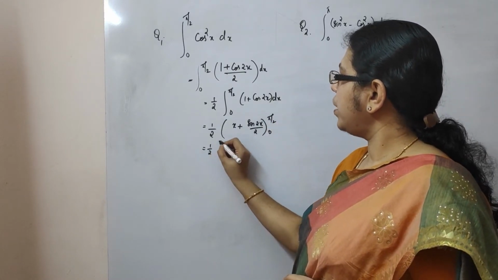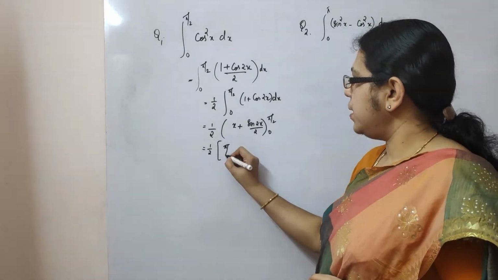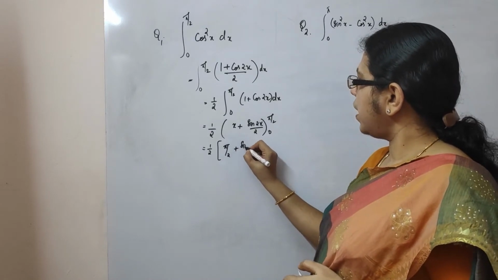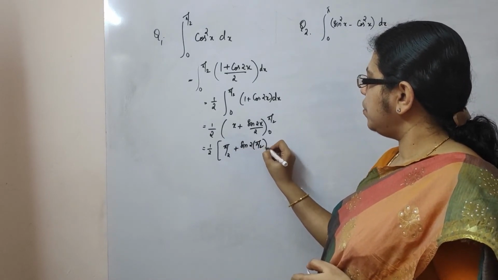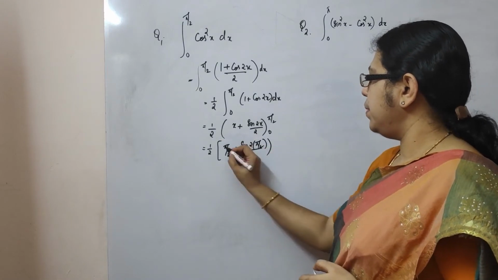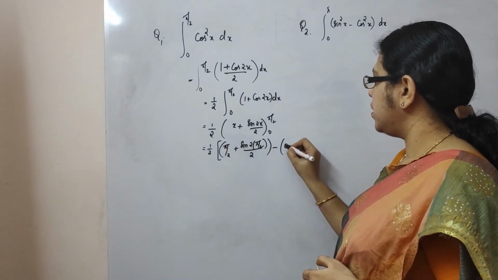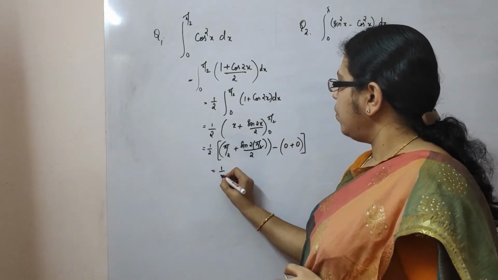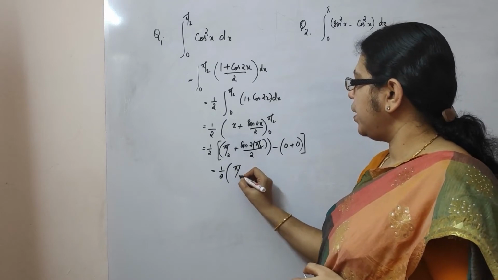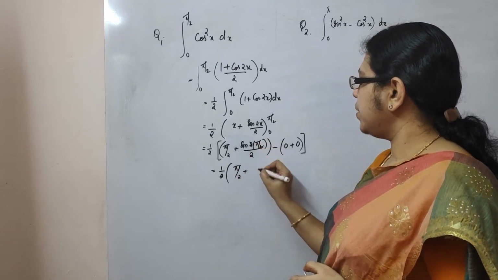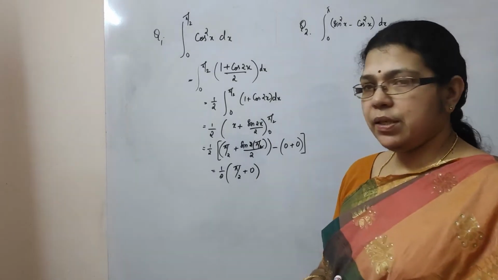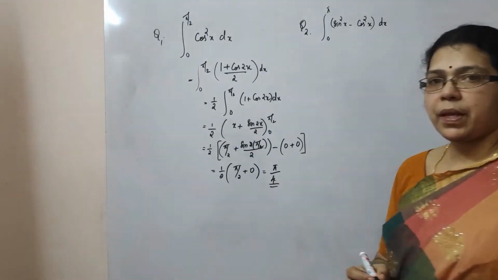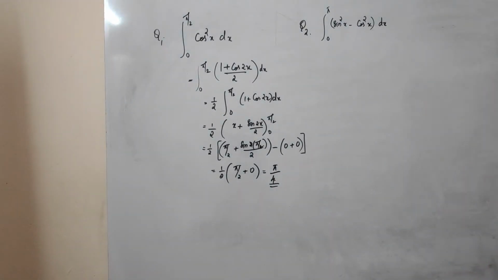Now I apply what? Upper limit minus lower limit. That is, in the place of x I will substitute pi by 2. So pi by 2 plus sine of 2 times pi by 2 by 2, that is the upper limit, minus the lower limit 0 plus sine 0, which is again 0. So this gives me 1 by 2 times pi by 2 plus, and the 2 and 2 cancel. What is sine pi? Isn't it 0? So, I get the value of the integral as pi by 4. Am I clear? I get the value of the integral as pi by 4.